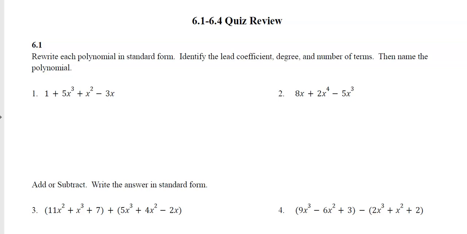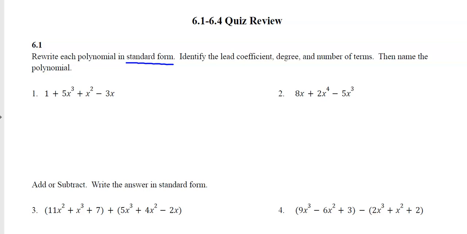All right, polynomial 6.1 to 6.4 quiz review. Let's get right after it. So number 1 says rewrite each polynomial in standard form. That means we have to put them in order from largest degree down to smallest degree. And then we have to do lead coefficient, the degree, the number of terms, name it, all that good stuff.